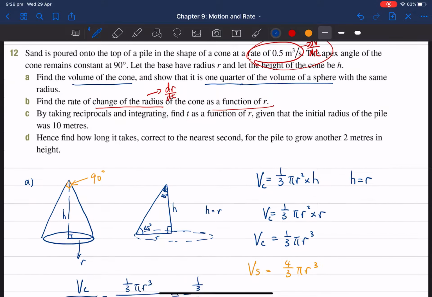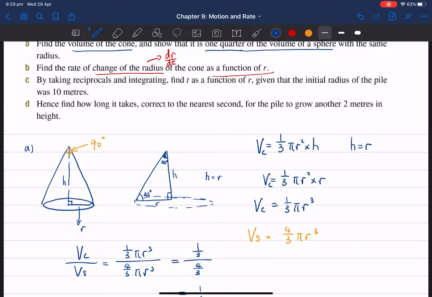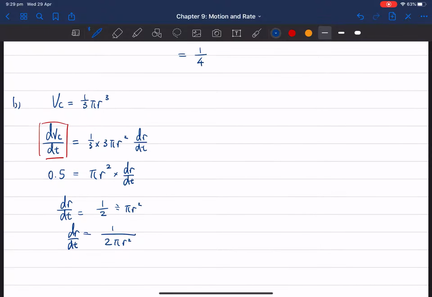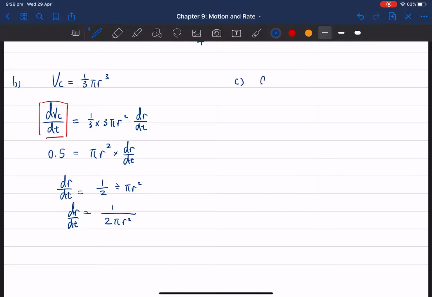Now let's move on to part C. By taking reciprocals and integrating, find t as a function of r, given that the initial radius is 10. So we need to find the t of r function. How do we do it? We know dr over dt is equal to 1/(2 pi r squared). What we need to do is change this derivative function into a t in terms of r function.